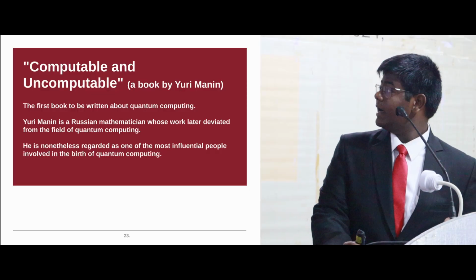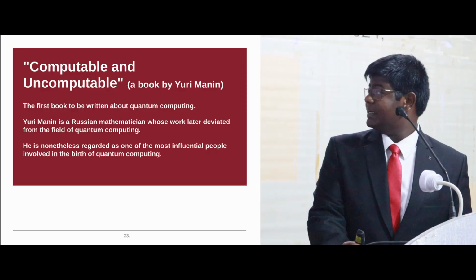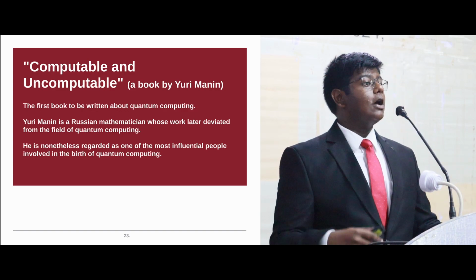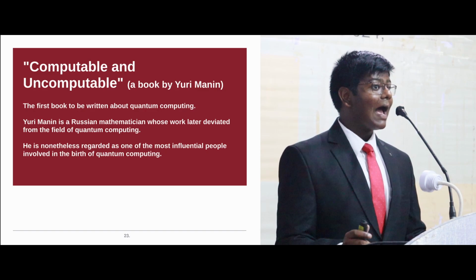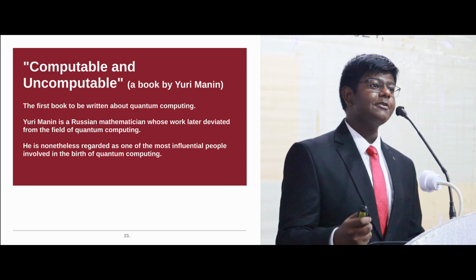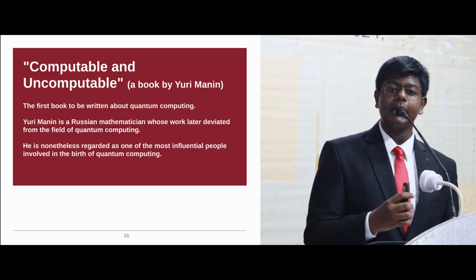Now, one of the very important people in the birth of quantum computing is Yuri Manin. In his book, Computable and Uncomputable, which he wrote in 1980, he posited that quantum computers were going to be a thing in the future and that they were fundamentally necessary for us to gain a deeper understanding of quantum systems. It was the first book to be written about quantum computing. If you remember, Richard Feynman gave a lecture and this was the first book.